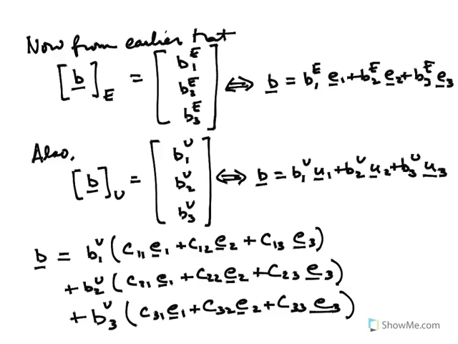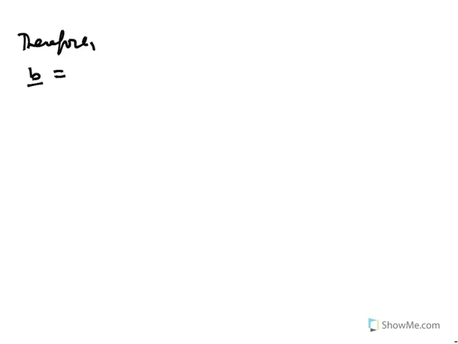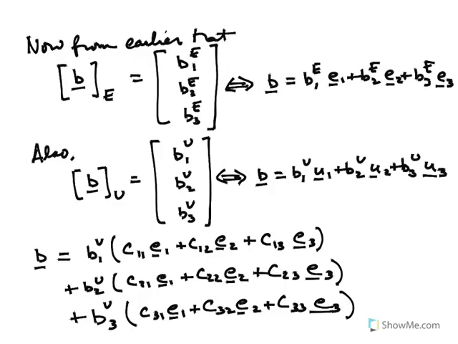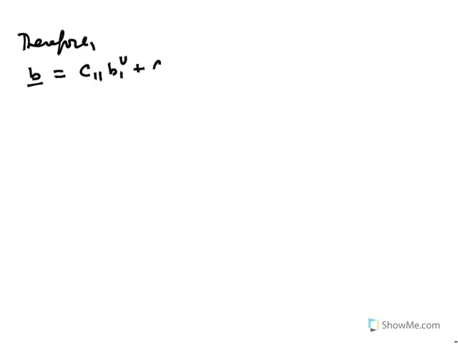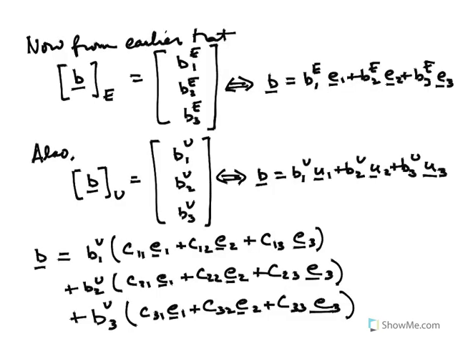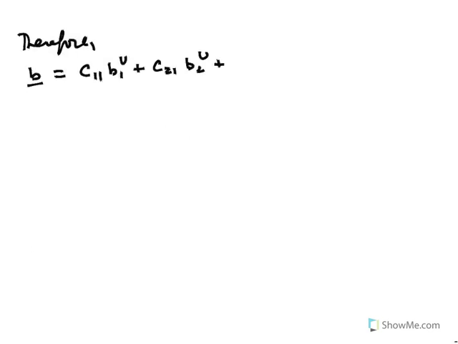So we wind up with c11 times b1u plus, we've got c21 b2u. So that's the second. I'm looking down now on these terms, and then plus c31 b3u. That whole thing is multiplied by e1, and then we have the same thing for the other terms.